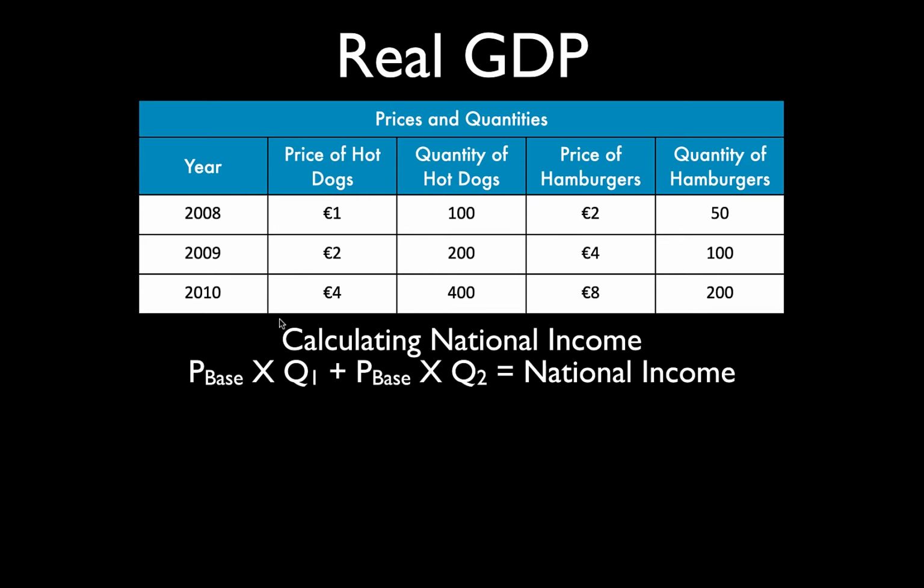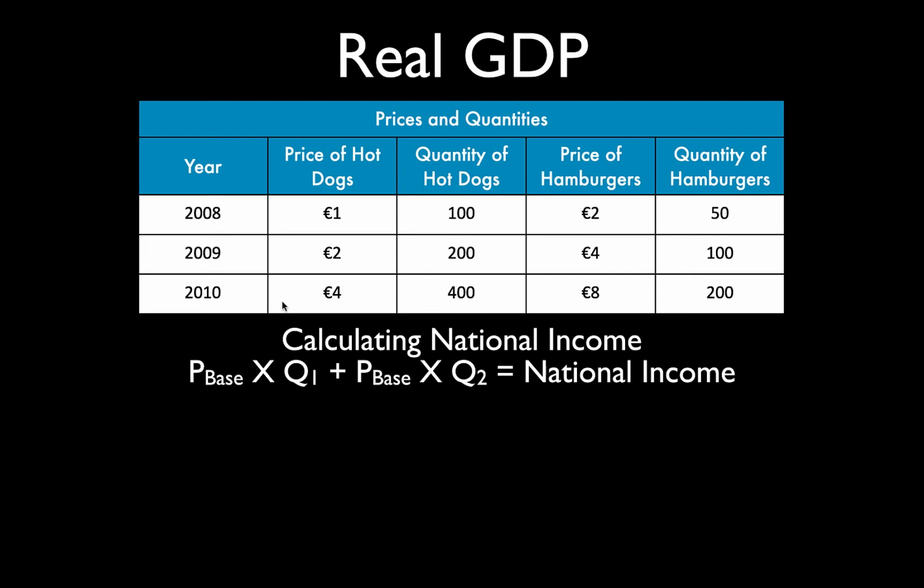Okay, so what we're going to do is we need prices because we need to compare the relative value of each good to each other. So the price of hamburgers is twice that of hot dogs, therefore society values hamburgers twice as much as it values hot dogs. And the same is true here, 4 compared to 2, 8 compared to 4. Okay, so what I'm going to do now is use prices that don't change, but use quantities that do.